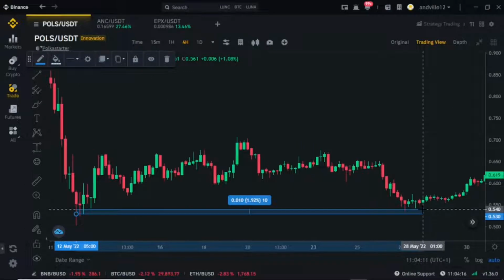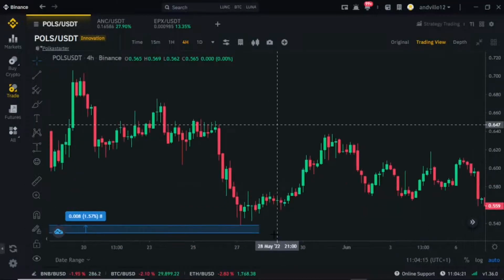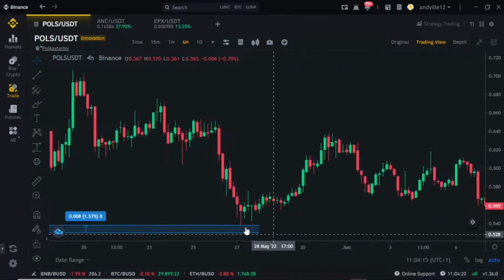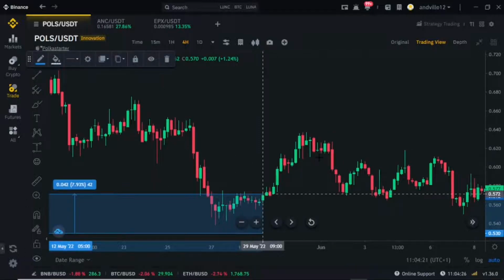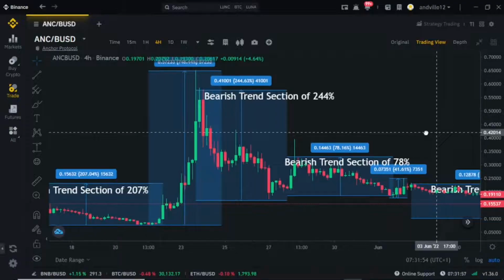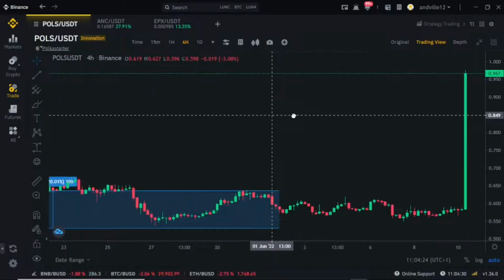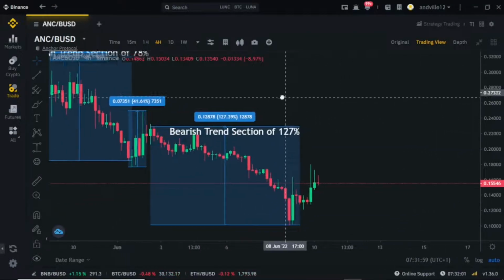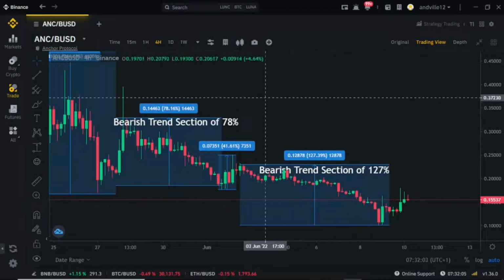And next up, this bearish trend section dipped down by approximately 207%. And next up, this bullish trend section bounced up by approximately 748%. Massive bounce. And next up, this bearish trend section dipped down by approximately 244%. And next up, this bearish trend section dipped down by approximately 78%.